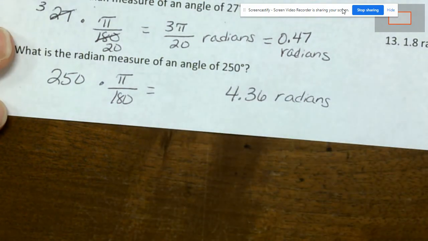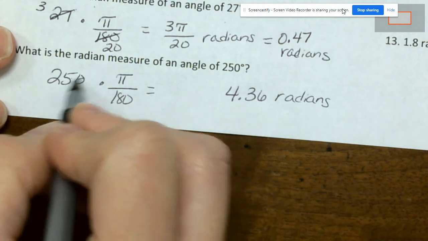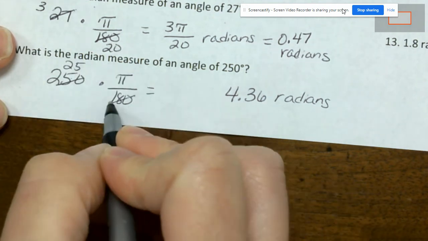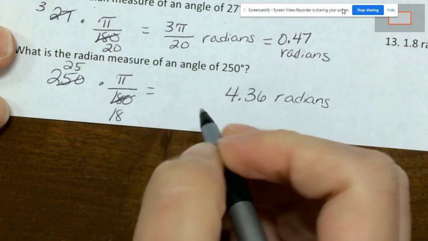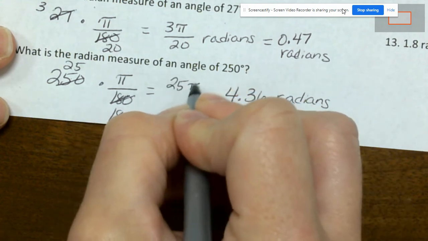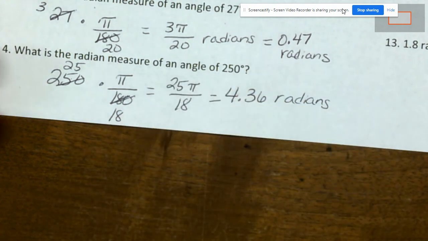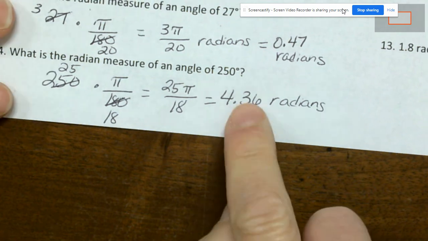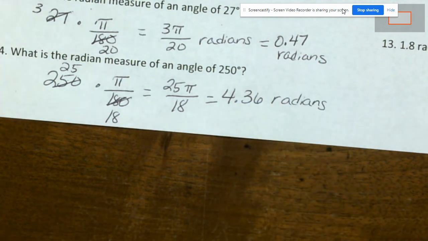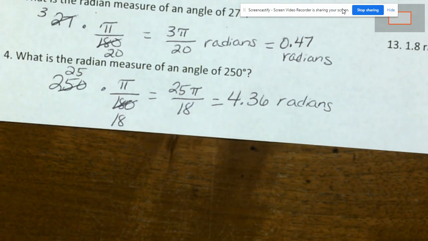Now, if you wanted to cancel, you could take 10 into both of these. 10 goes into that 25, and 10 goes into this 18. So it would be 25 pi over 18 if you left it in radians. I am fine with you leaving it in decimal form. That's no problem at all. If you have any questions, let me know.